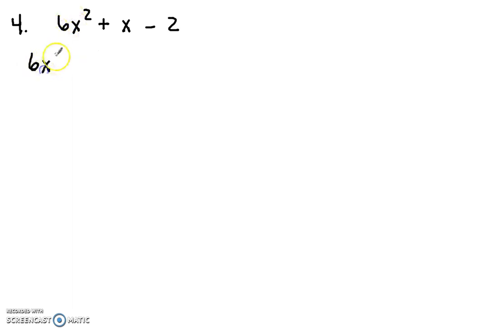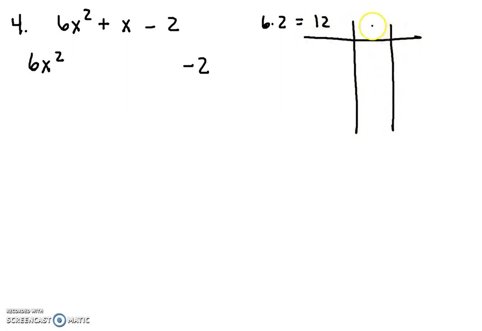So I'll bring my first term down. I will bring my last term down. I will multiply the numbers from those two terms, and I'll get 12. And I will factor 12. So 1 times 12, 2 times 6, 3 times 4. Again, I will add and subtract each set of factors.